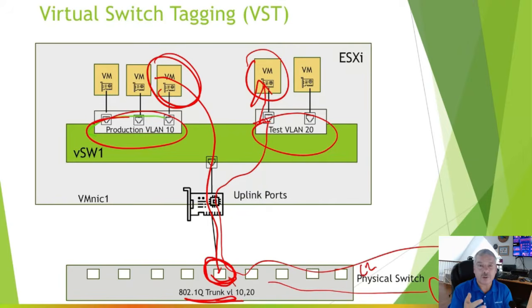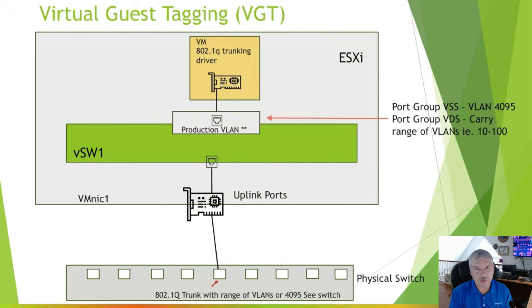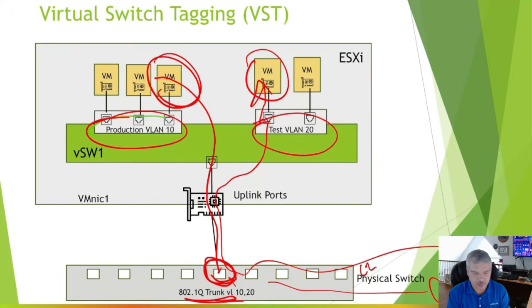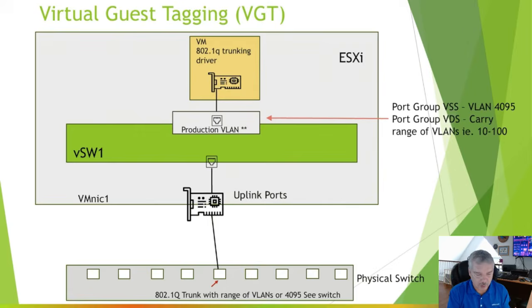Great. External switch tagging, virtual switch tagging. Let's do the last one. This one's not that common. Virtual guest tagging. So the picture looks very similar to this one here. We got one NIC. Again, I'm just showing one NIC to keep things clean. You'll have two for redundancy. Here's my virtual switch. Here's my port group. Okay.